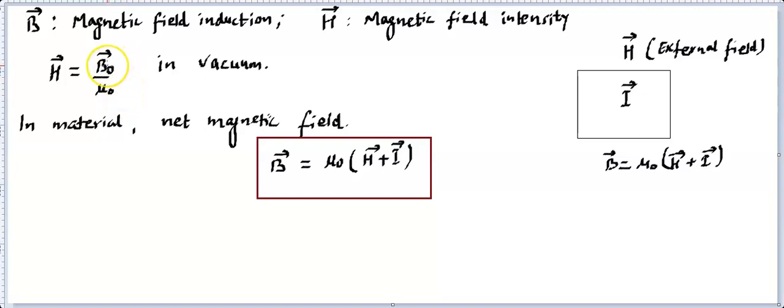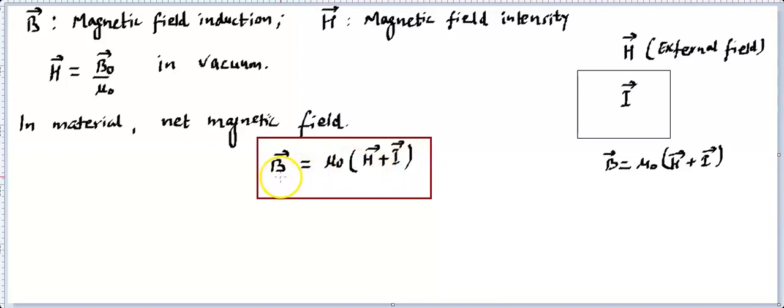So corresponding to this B naught, there is H. So B naught is basically mu naught H. So this mu naught H is basically B naught, and this is I because of magnetization. And if we write dimensionally, this becomes this. So B is the net magnetic field.